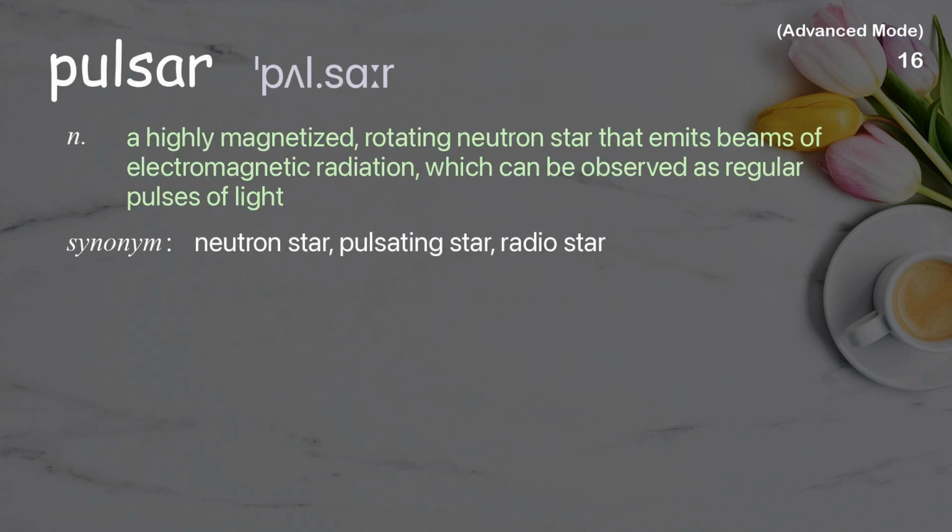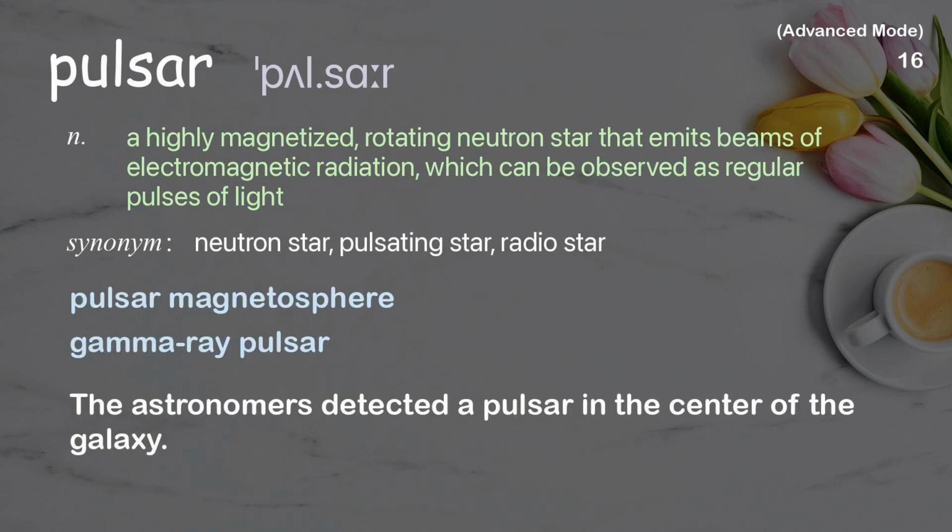Pulsar. A highly magnetized, rotating neutron star that emits beams of electromagnetic radiation, which can be observed as regular pulses of light. Examples: Pulsar magnetosphere. Gamma ray pulsar. The astronomers detected a pulsar in the center of the galaxy.